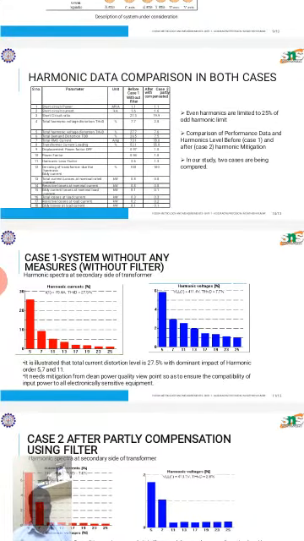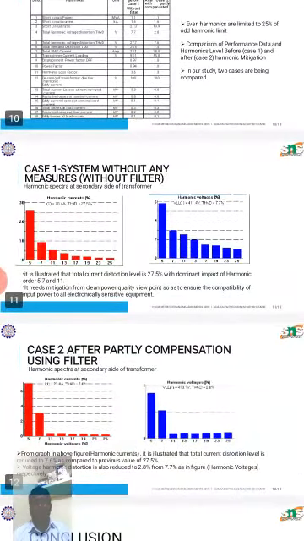Next one is case 1, system without any measures, that also without filter. See this diagram: harmonic spectra at the secondary side of the transformer in the following figure. First one, the bar chart. See this bar chart. The red one is harmonic current and the blue one is harmonic voltage.